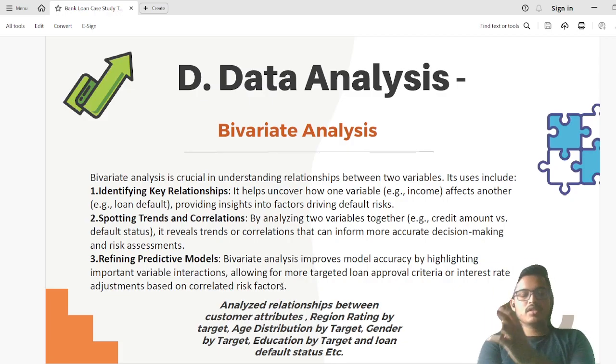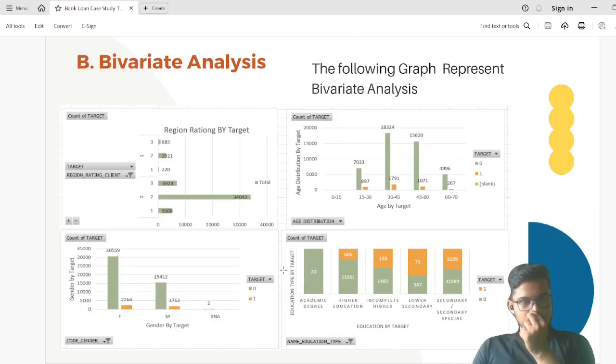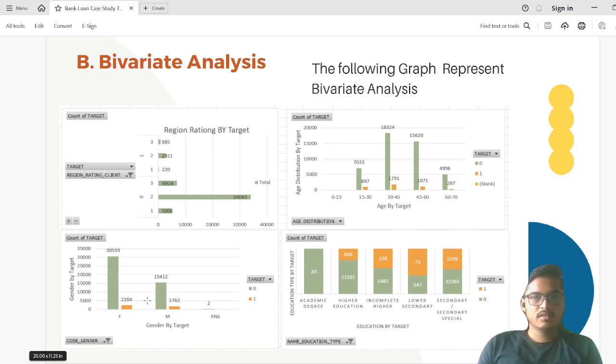So we have analyzed the relationship between the customer attributes: the region rating by target, age distribution by target, gender by target, education by target, and the loan default status, etc. These are the graphical representations for the bivariate analysis for the different categories. We have again used the bar chart and the clustered column chart to represent this kind of data set easier. And as we can see for the age category, we have used the bin range which we have created from the starting. And here in the education by target, we have used a stacked column chart for the defaulters and non-defaulters.